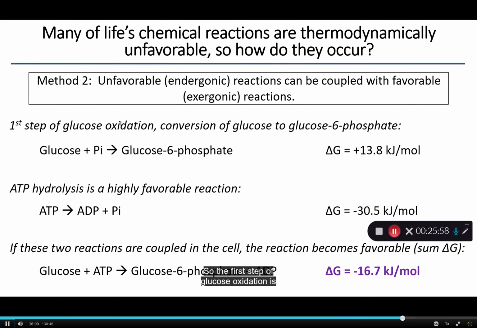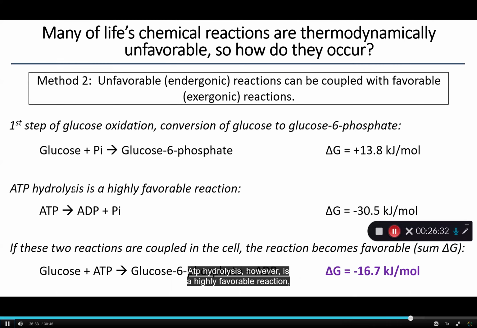The first step of glucose oxidation is the conversion of glucose to glucose 6-phosphate. We are creating a bond here. We're taking a phosphate group and adding it to glucose. This is not a favorable reaction. This requires the input of energy, and therefore our delta G is positive. This reaction would not proceed on its own. As a consequence, we'd never be able to trap glucose in our cells by adding a phosphate group, which is a really critical first step of glycolysis.